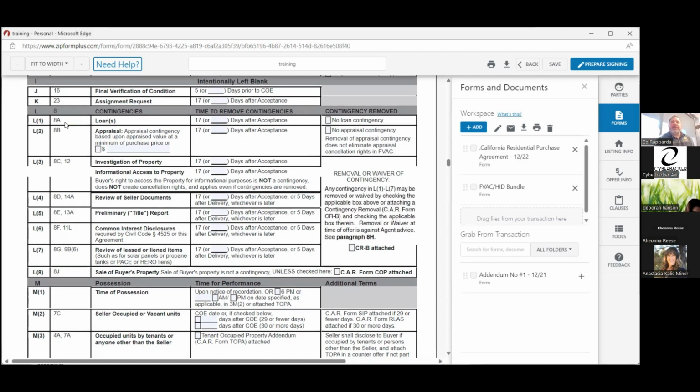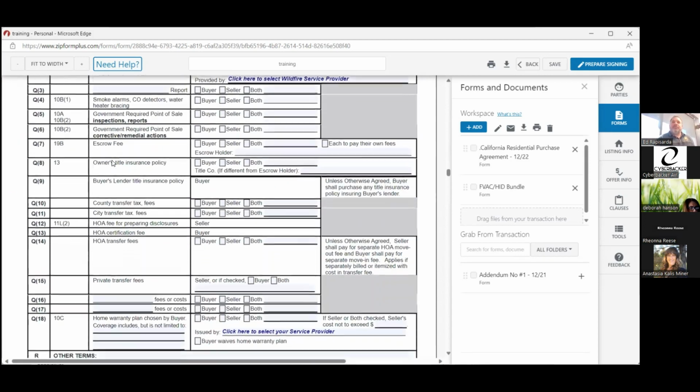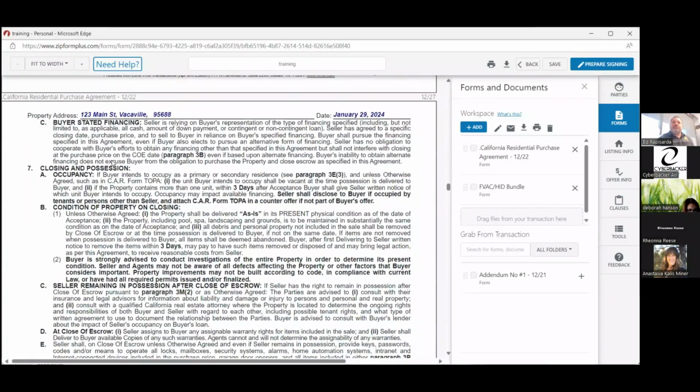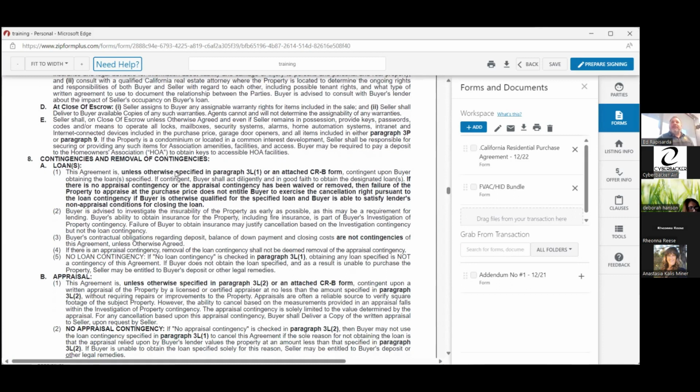Nope. Not at all. So you look right here, 8A, right? So you go to 8A. This agreement, unless otherwise specified in paragraph 3L1 or attached in contingency removal B form, is contingent upon buyer obtaining the loan specified. If contingent, buyer shall act diligently in good faith to obtain the designated loan. If there is no appraisal contingency or the appraisal contingency has been waived or removed, failure of the property to appraise at the purchase price does not entitle buyer to exercise cancellation right pursuant to the loan contingency, if buyer is otherwise qualified for the loan and able to satisfy lender's non-appraisal conditions for the loan. Buyer's contractual obligation regarding deposit, balance of down payment, and closing costs are not contingencies of this agreement.